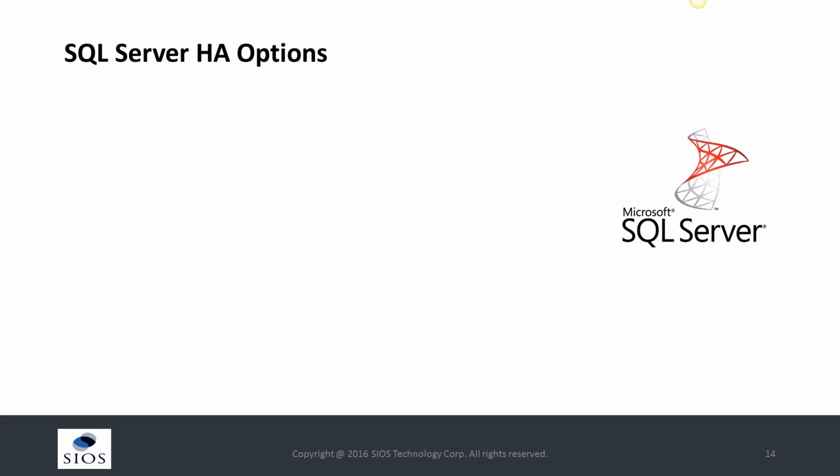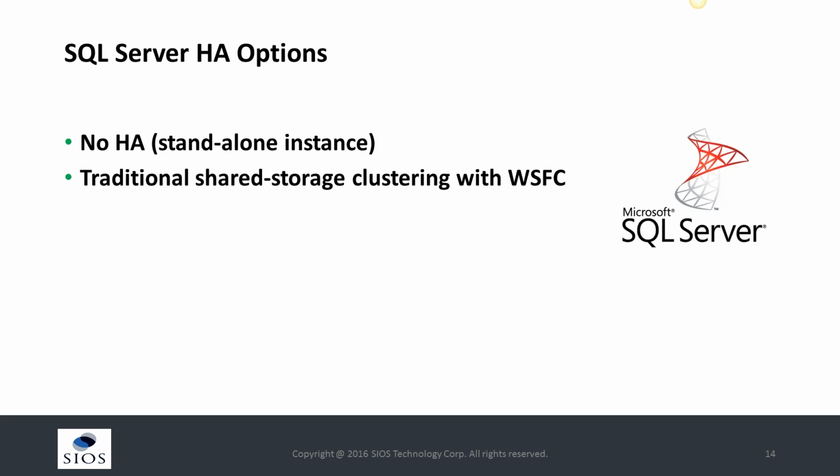So SQL Server has a lot of great features for HA, but all of them have their nuances and complexities. One option is to not have any SQL Server level HA, but in that scenario, that doesn't work. You have traditional shared storage clustering with Windows Server failover clusters. It's complex, and when it's in a VM, you have to deal with the challenges of the shared disk configuration. We'll get into that a little bit later as well.